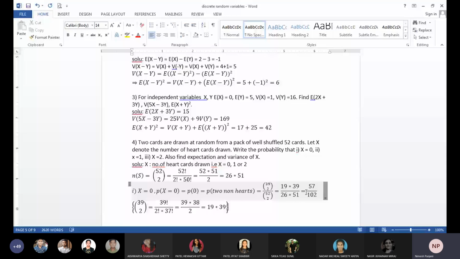That is the probability of x equals 0. Probability of x equals 0 means both the cards are non-heart. So there are 39 non-heart cards, out of which two are selected. So the probability will be 39C2 upon 52C2. 39C2 gives you 19 into 39, and 52C2 will give you 26 into 51.